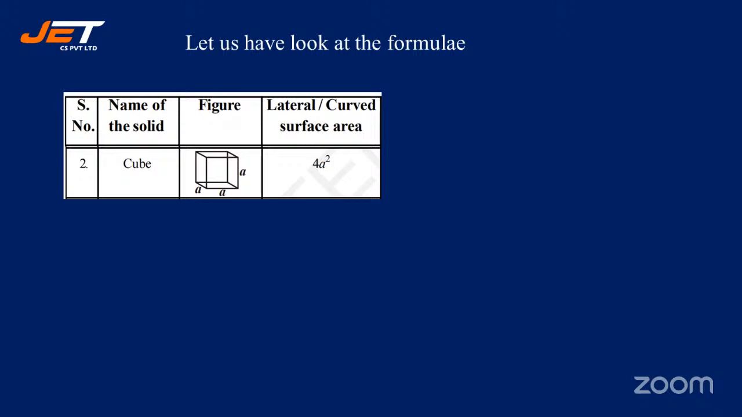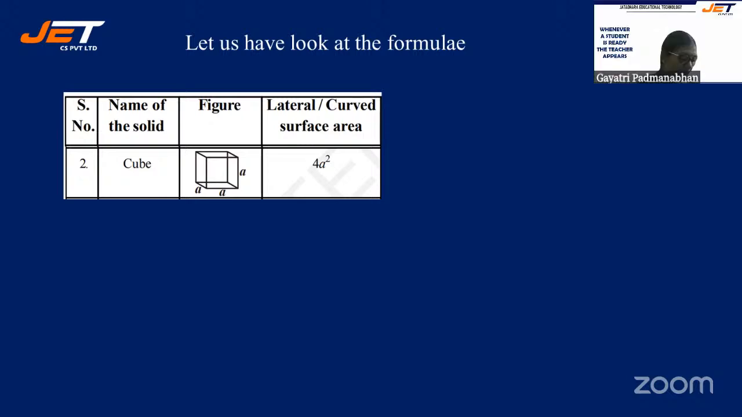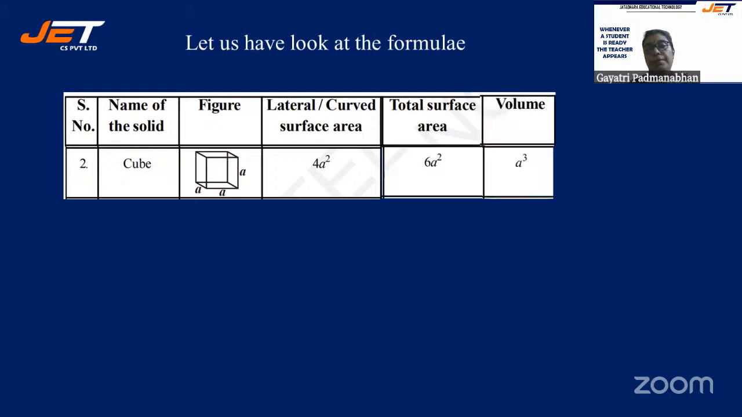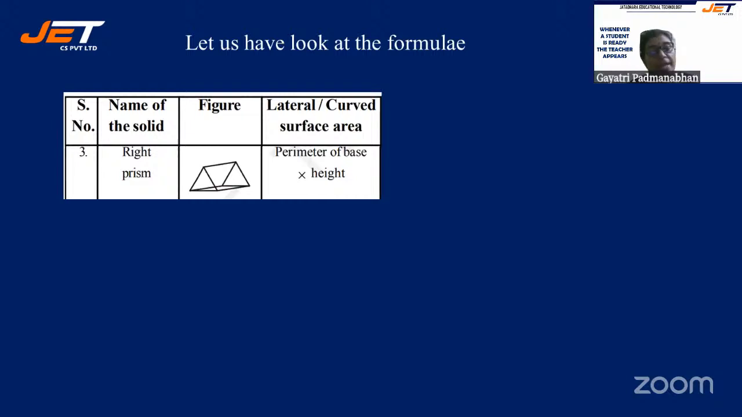So we are moving on to the cube. Here you can see the figure of the cube, in which the lateral or the curved surface area is 4a square and the total surface area is 6a square. And the volume of the cube is a cube. Next we have a prism.